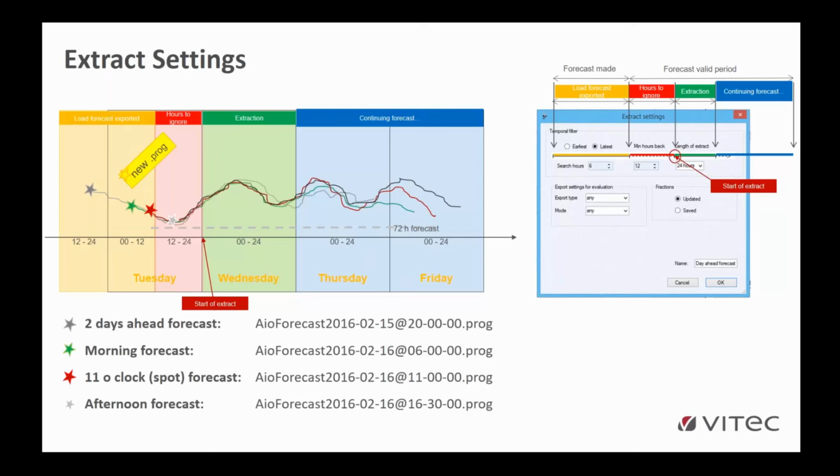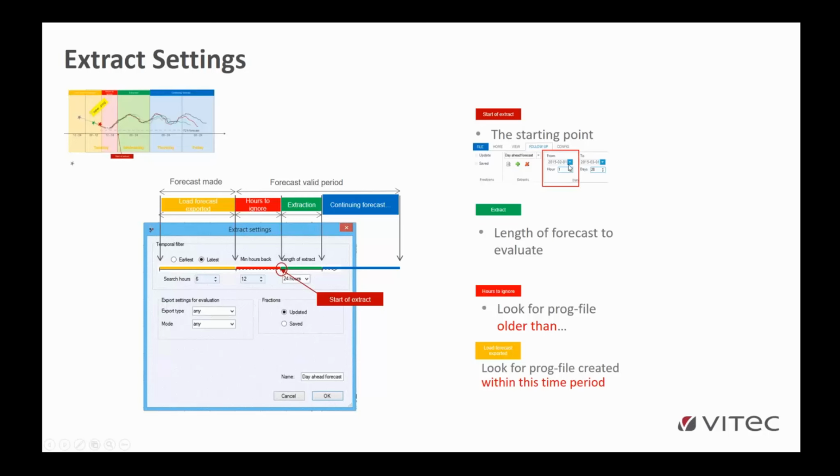And where is this then in the follow-up? The start of the extract is taken from the start date, really. So that's where the starting point is. For example, here it would be 2015, the 1st of February and hour 1. That's the start of the extract. And then you have the extract length, which is the length of the forecast that you want to evaluate. In this example, that would be 24 hours from this, so 1 day.